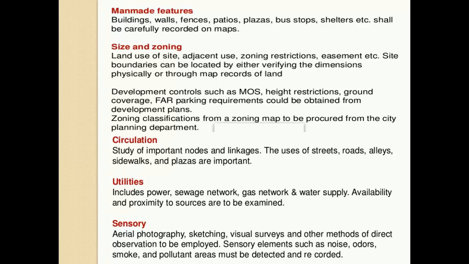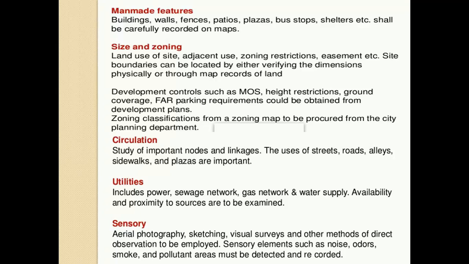In circulation: linkages, nodes, use of street road patterns, street alleys. Then utilities: whether a power facility is available or not, whether a sewer line is available or not, then gas network, water supply. These things we must keep in mind while site planning so that problems can be minimized.